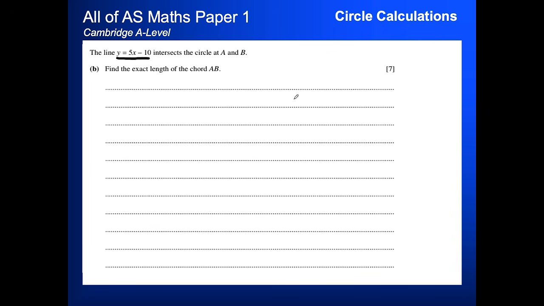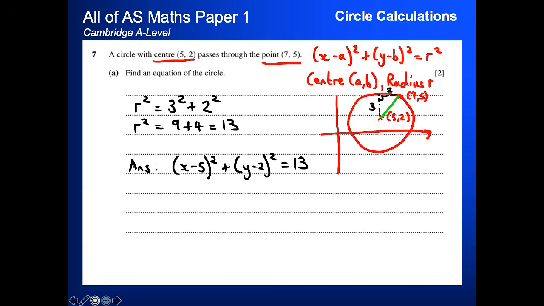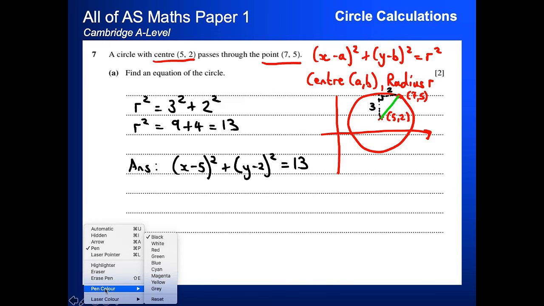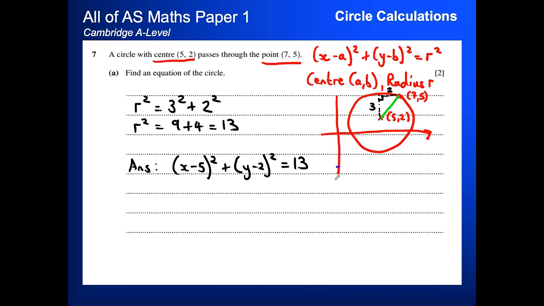Now, if we look at question B, the line y equals 5x minus 10 intersects the circle at A and B. So what does it actually look like? Well, imagine I get a line in blue here, having a y-intercept of minus 10, a very, very steep line because it's got a gradient of 5, and notice it crosses the circle twice, once here and once here, and we want to work out these two coordinates. And once you work those out, then we can use a similar method using Pythagoras to work out the length of the chord. So that's the theory.